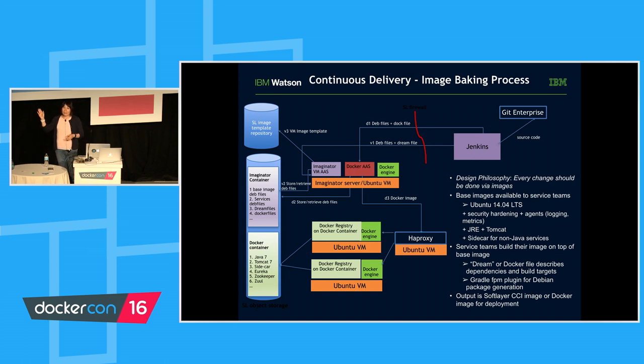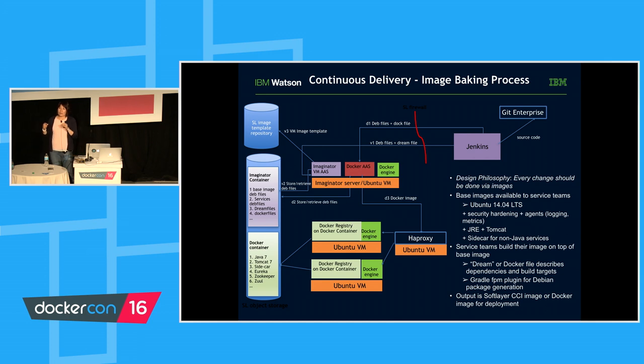So I'm going to give a little bit more detail in terms of how we do continuous delivery and image baking, to provide an easy experience for any service running in this platform. First of all, everything we deploy is the whole image. Even with just one line of code change, we do not just go ahead and make that one line of code change. We will rebuild the whole image. And that's where the Imaginator server comes in, which has this image building capability that we can use to build either Docker images or VM images.